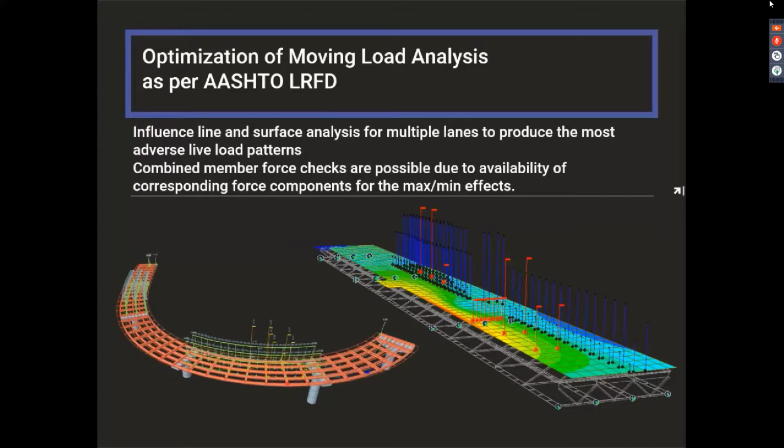You can also optimize moving load analysis. Aside from AASHTO LRFD, you can optimize the moving load according to different moving load codes. We have the influence lines and surfaces. And then you can combine member forces to check the availability of corresponding force components depending on the maximum and minimum effects.